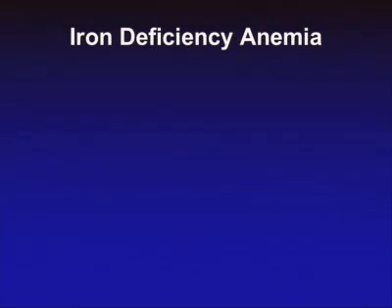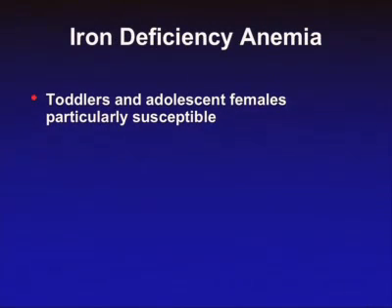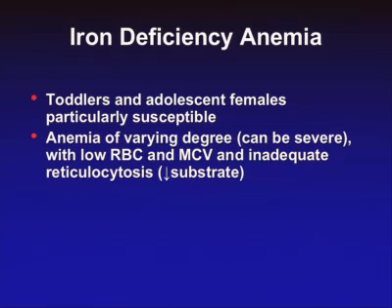So what about iron deficiency anemia? Again, toddlers and adolescent females are particularly susceptible, for reasons we've talked about. This is an anemia of varying degree. It can be 10, it can be 2. You'll see a few of those in your practice. Low RBC number, low MCV, inadequate reticulocytosis, because they have a lack of substrate.